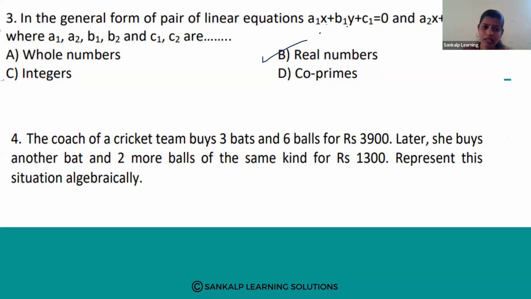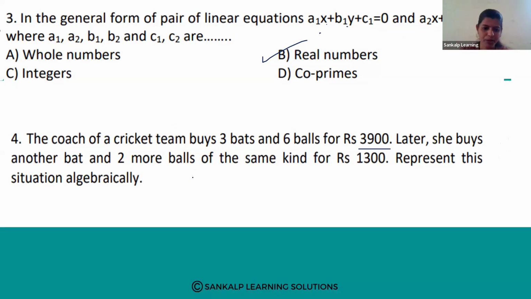Next. The coach of a cricket team buys 3 bats and 6 balls for rupees 3,900. Later, she buys another bat and 2 more balls of the same kind for 1,300. Represent this situation algebraically. That means it is in statement form, and we need to write this in the form of equations.